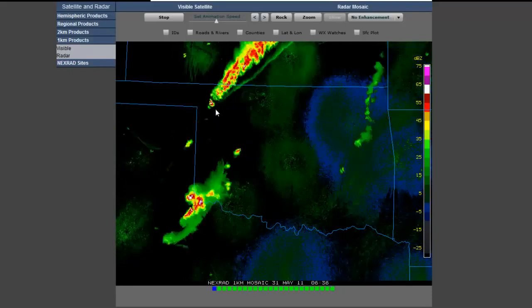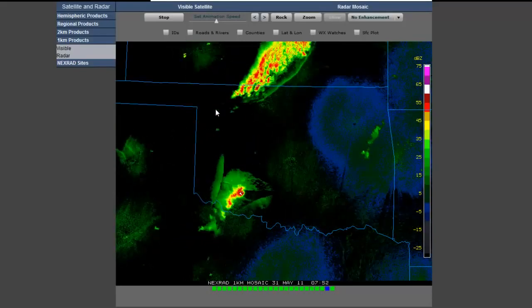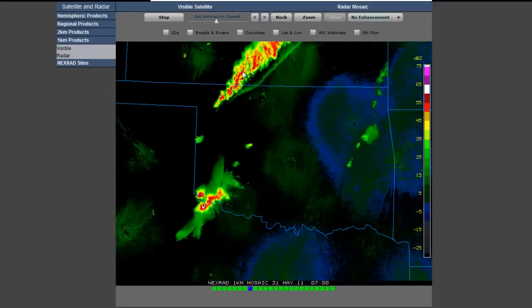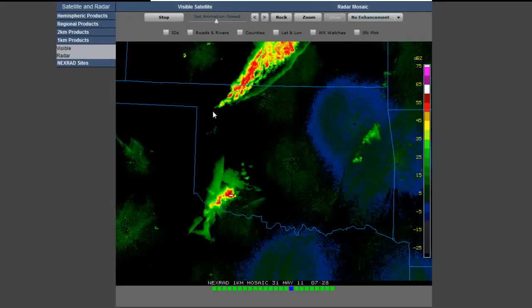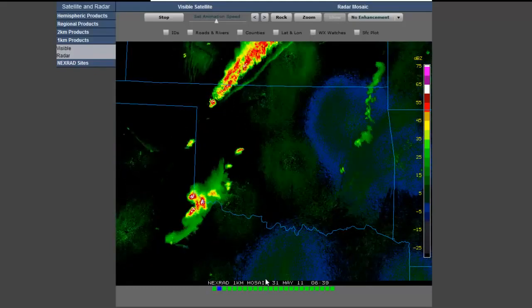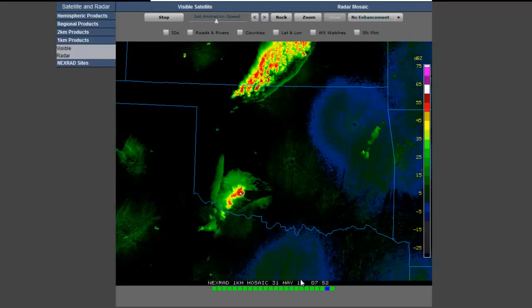But not on the satellite image. The satellite image is telling a different story. The satellite image shows all this moving south. This shows it being steady right here, constantly being triggered from one spot.